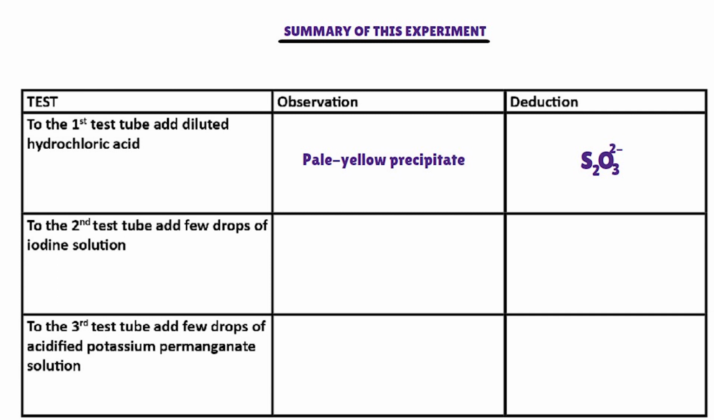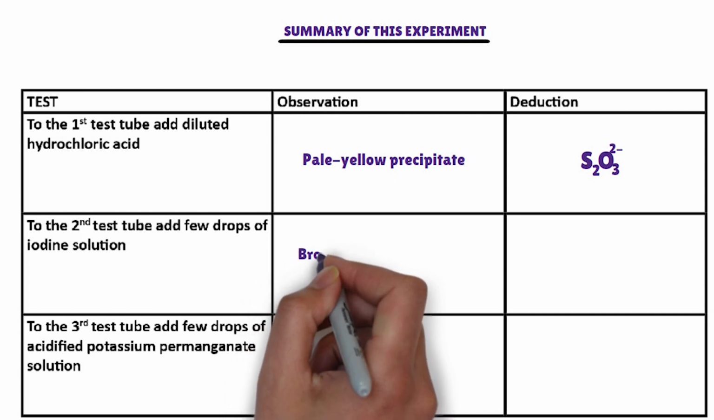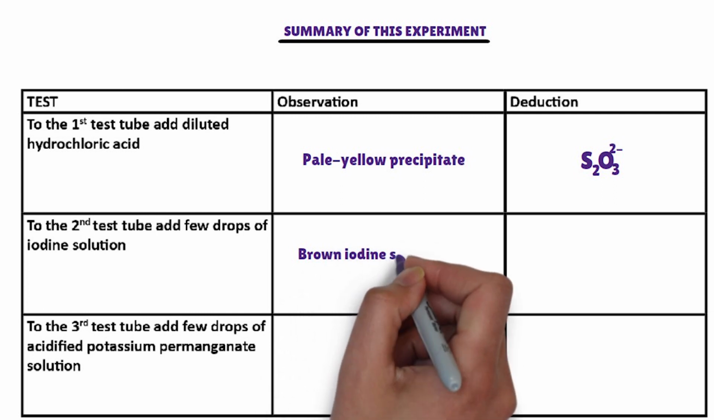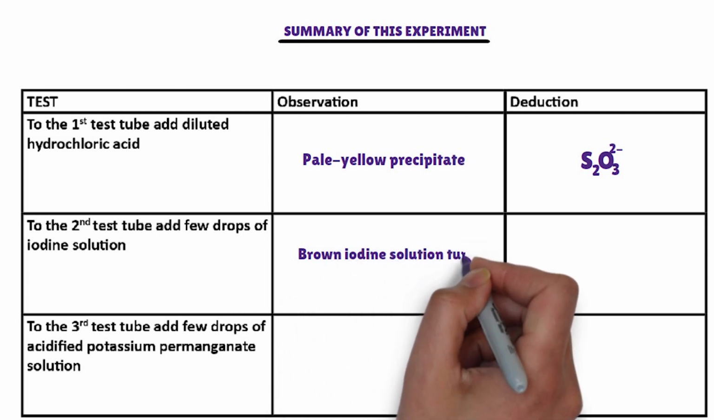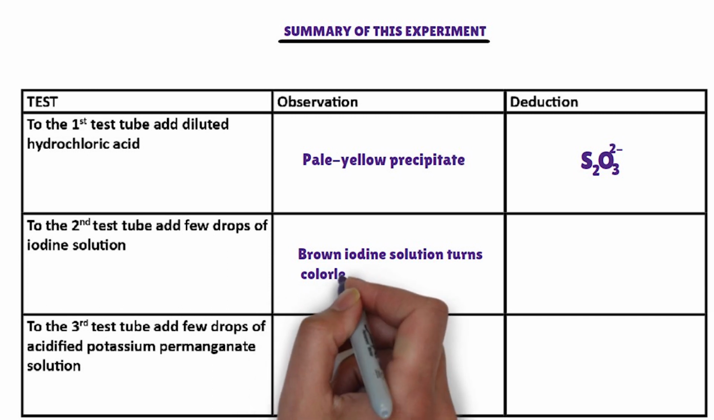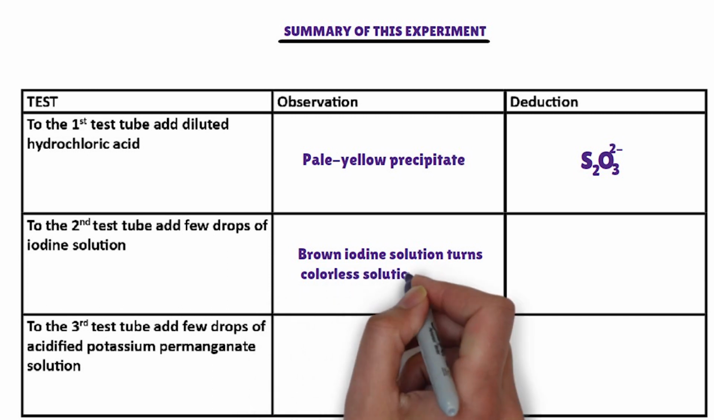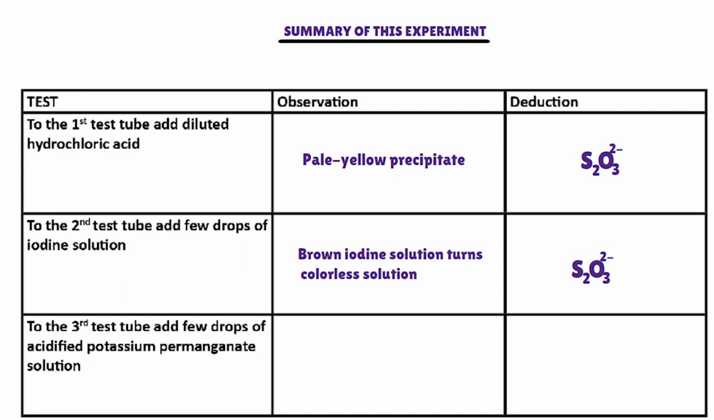First confirmatory test. To the second test tube, iodine solution is added. The anion that reacts with iodine solution to form a colorless solution, and that forms a pale yellow precipitate when reacted with diluted hydrochloric acid, is thiosulphate ion. Thiosulphate ion is confirmed. The anion present in the salt is thiosulphate ion.